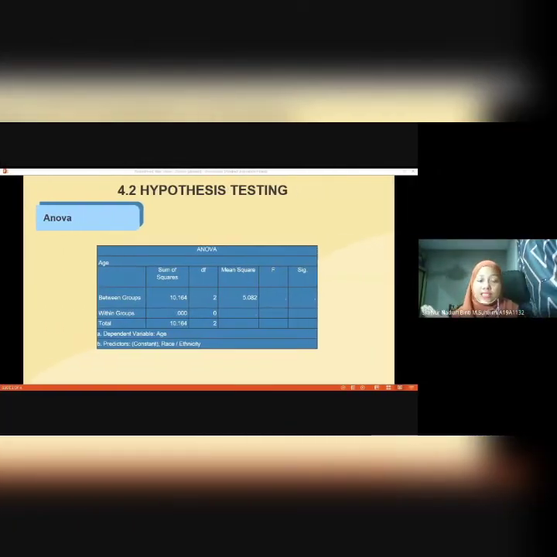Next, we have ANOVA. The result is in the slide, as you can see. Analysis of variance, which is ANOVA, is an analysis technique used in statistics that separates the observed aggregate variability in the data set into two parts, which are systematic factors and random factors. Systematic factors have a predictive effect on the data collection, whereas random factors do not.